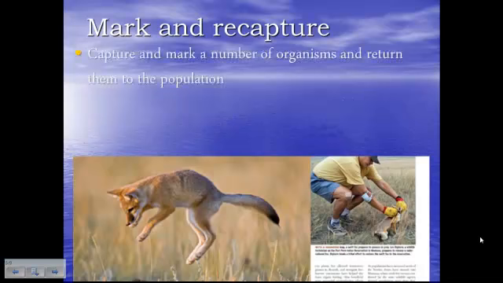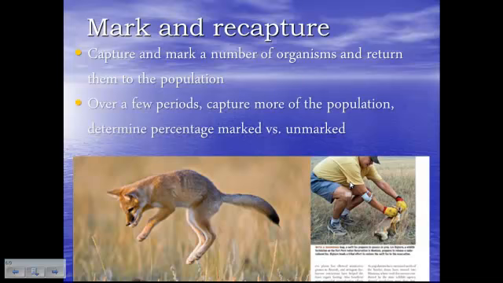Mark and recapture. This is where we capture and mark a number of organisms and return them to the population. A lot of people don't like this because oftentimes you end up fighting the organism just a smidge. Over a few periods, what we do is we continue to capture more of the population and determine the percentage marked versus unmarked, which we are marking during our second or third or fourth capture.